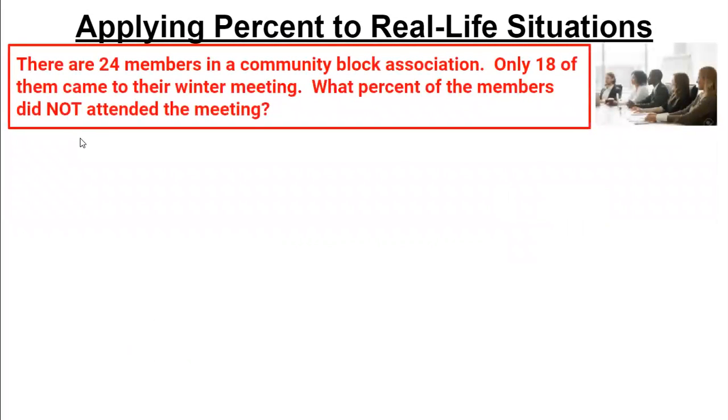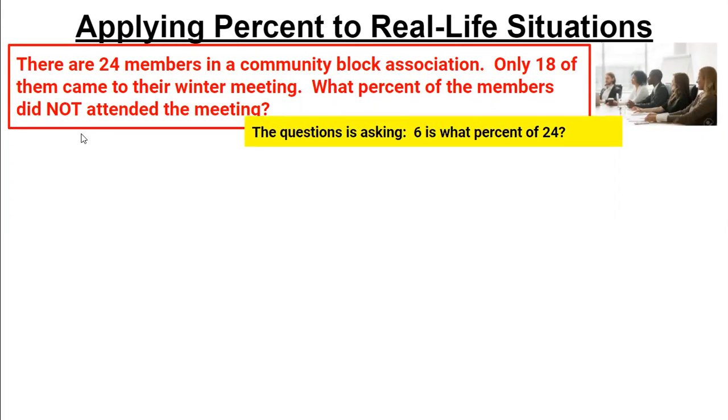Okay, same question. What percent of the members did not attend the meeting? Well, how many attended? 18. How many were there? 24. How many are left? 24 minus 18. 6, right? So 6 members didn't come.